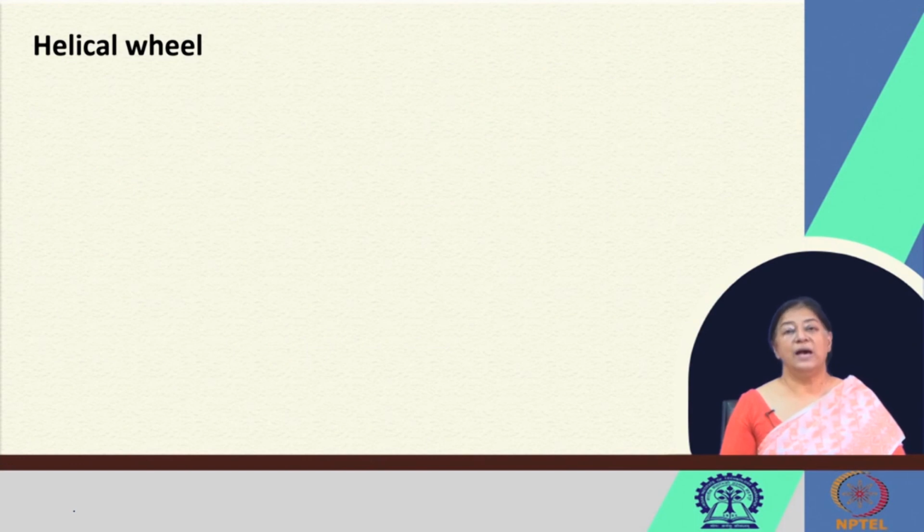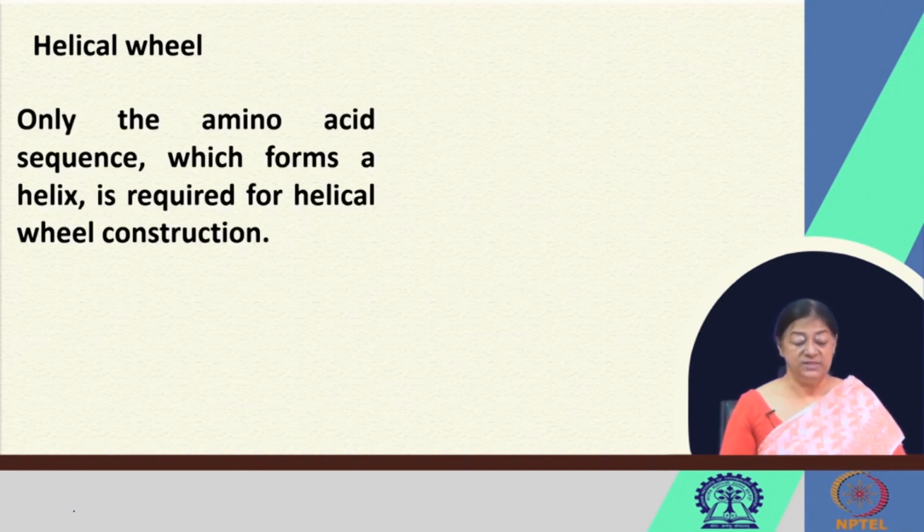What we will now look at is what we mean by a helical wheel. The construction of a helical wheel is very simple and it is very interesting as to the information that it can provide us with. What we need for this is only the amino acid sequence. A knowledge of the amino acid sequence which is forming a helix is enough for a helical wheel construction.